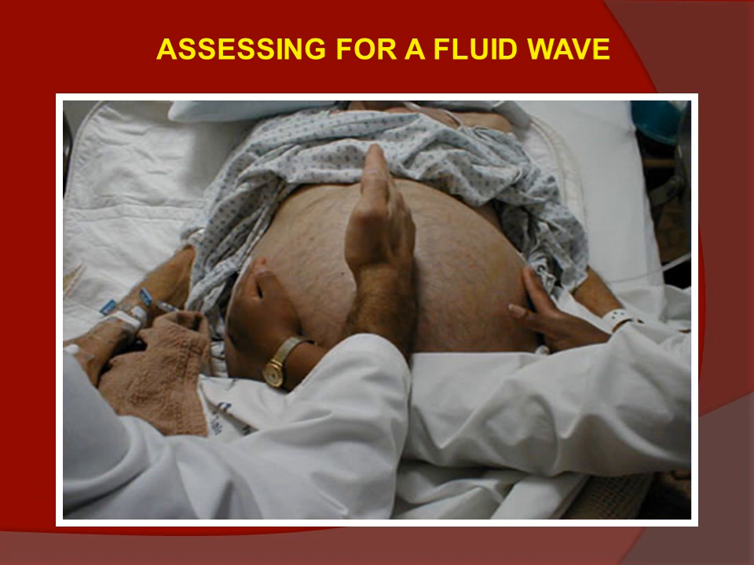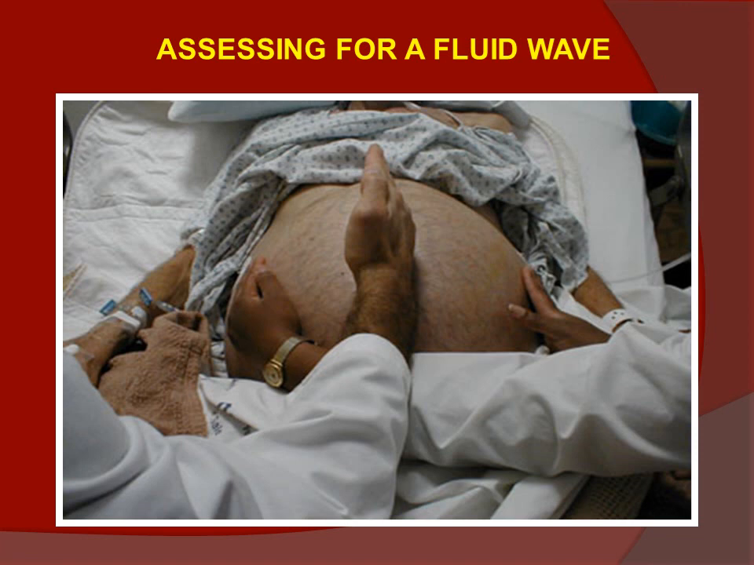Assessing for a fluid wave. If the abdomen is tensely distended and there is no certainty about the ascites, check for a fluid wave or fluid thrill. This maneuver is performed as follows. Place the palm of your left hand flat against the left side of the patient's abdomen and flick a finger of your right hand against the right side of the abdomen.